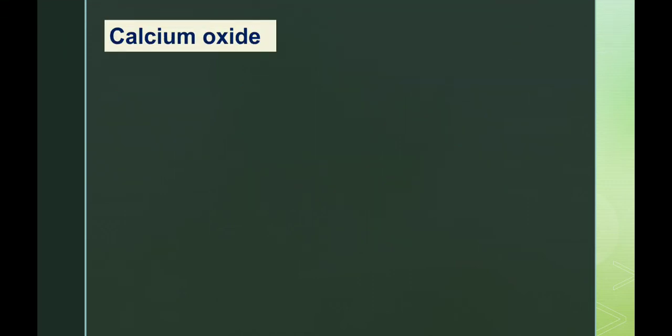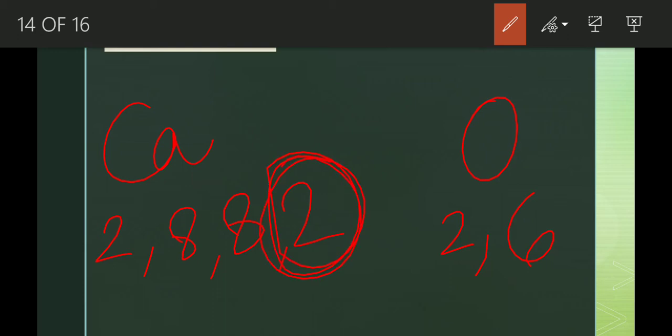It's of calcium oxide. Now what is the atomic number of calcium? It's 20. So the electronic configuration is 2, 8, 8, 2. And oxide, that means there will be oxygen. Atomic number of oxygen is 8. So electronic configuration is 2, 6. So calcium has 2 electrons in its valence shell, and oxygen has 6 electrons in its valence shell.